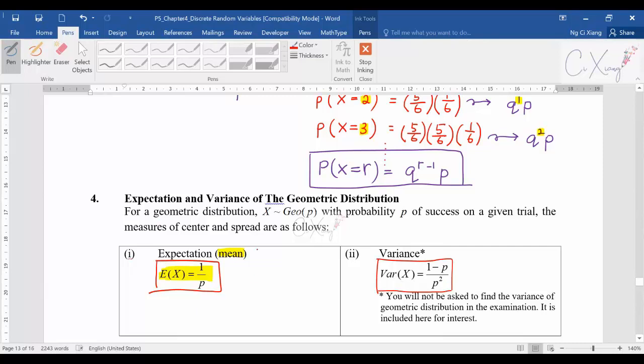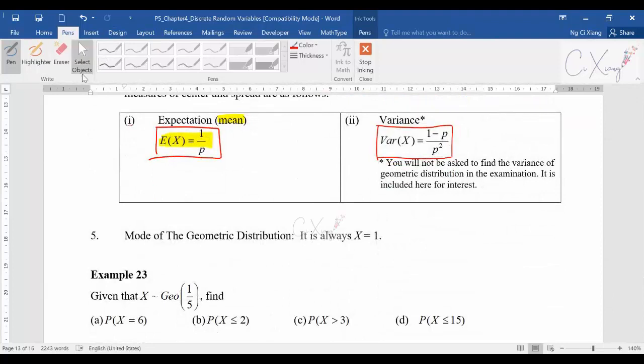Then the next one, you have the mean and variance, and also what is the mode? Mode is always equal to 1, no matter what the value of p is. The highest probability is when you do the experiment once. So this is generally what you need to know for a geometric distribution before you start answering questions. We can start with some simple examples first.